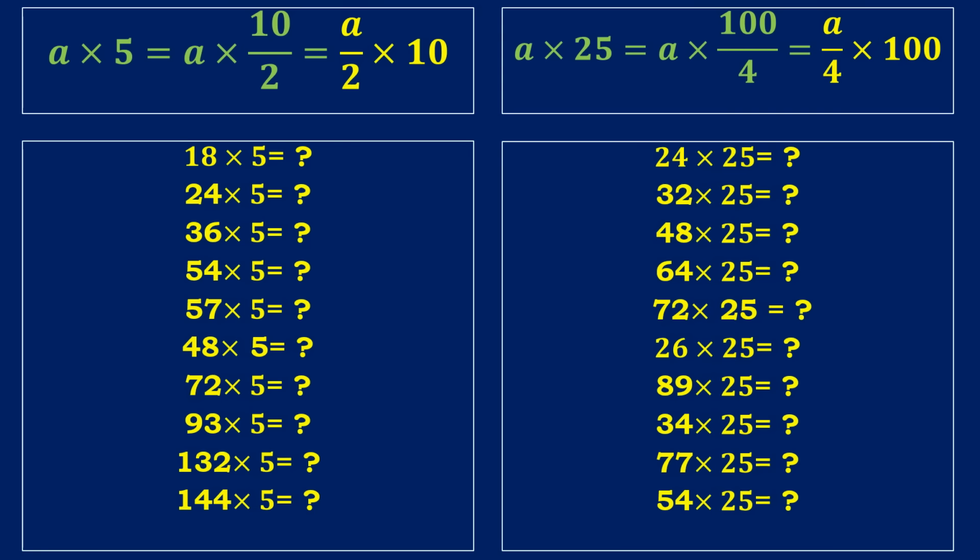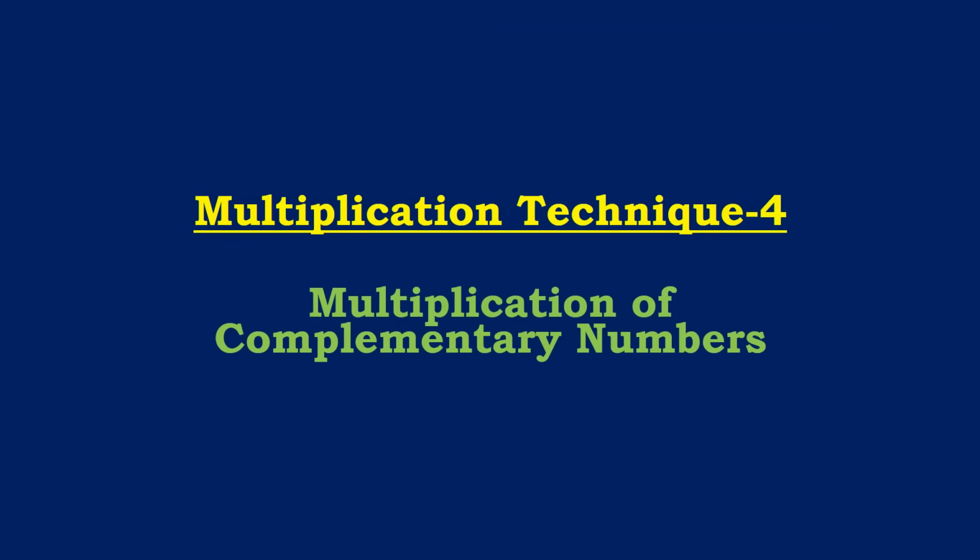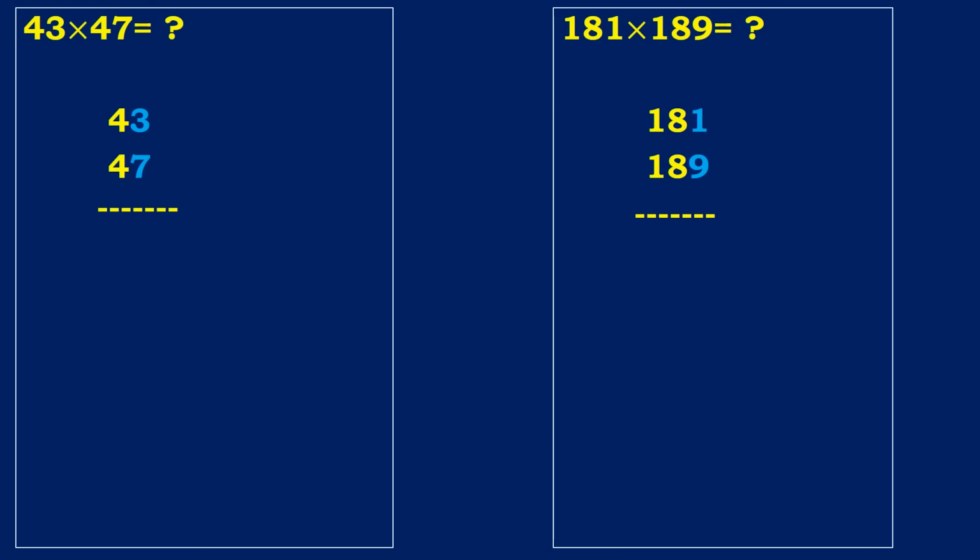The fourth technique for multiplication is how to multiply complementary numbers. Complementary numbers are those where the sum of the units places is equal to 10 and the remaining part of the numbers are equal. Let us take some examples to understand this concept.